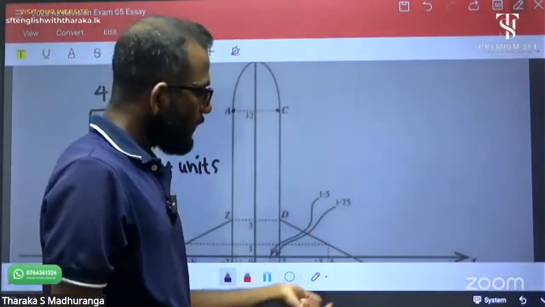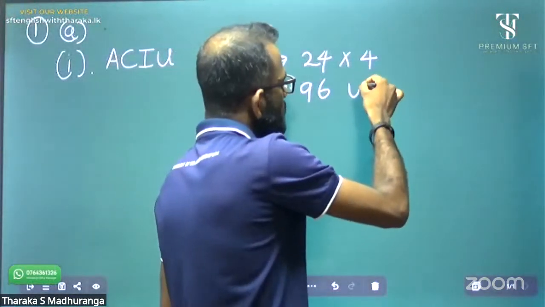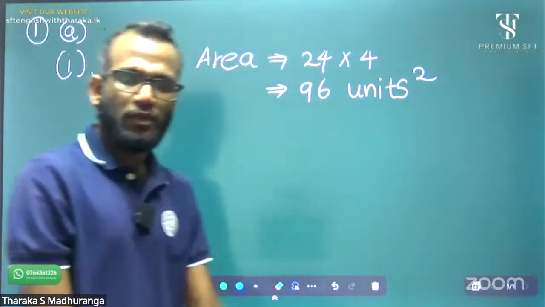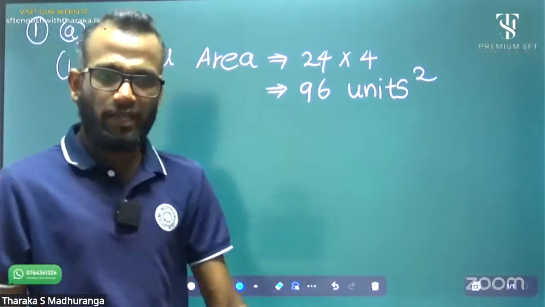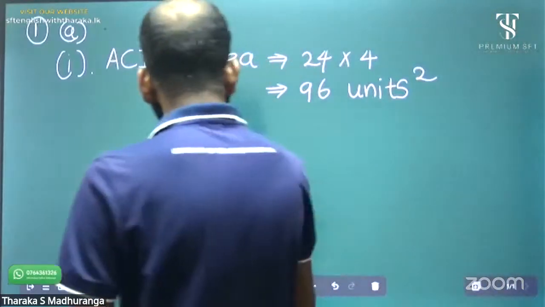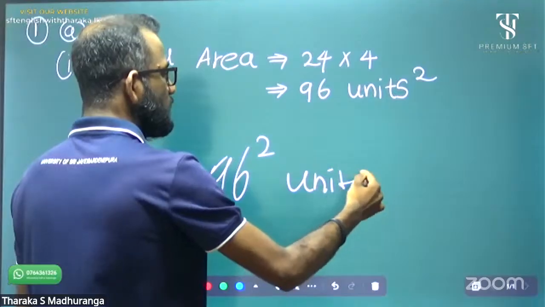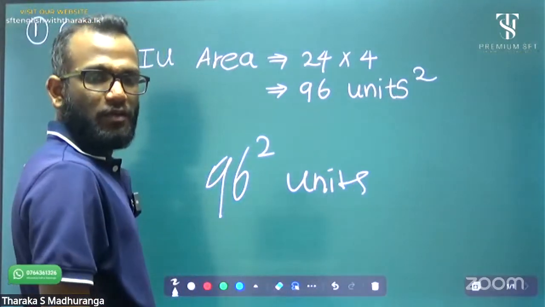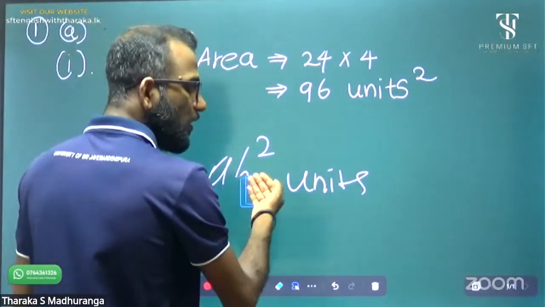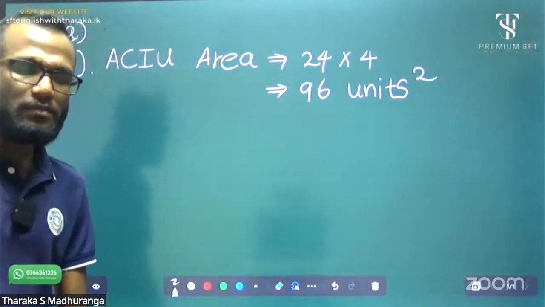Then if you get the area, it is square units. Or you can write in words, square units. You can't write it like this. It's wrong, completely wrong. It is 96 square units, not 96 square. Right?